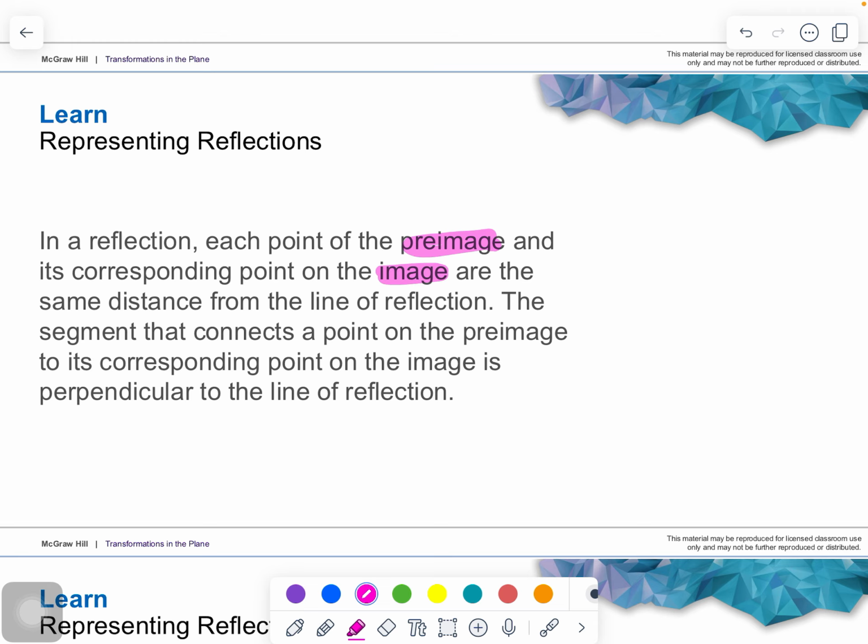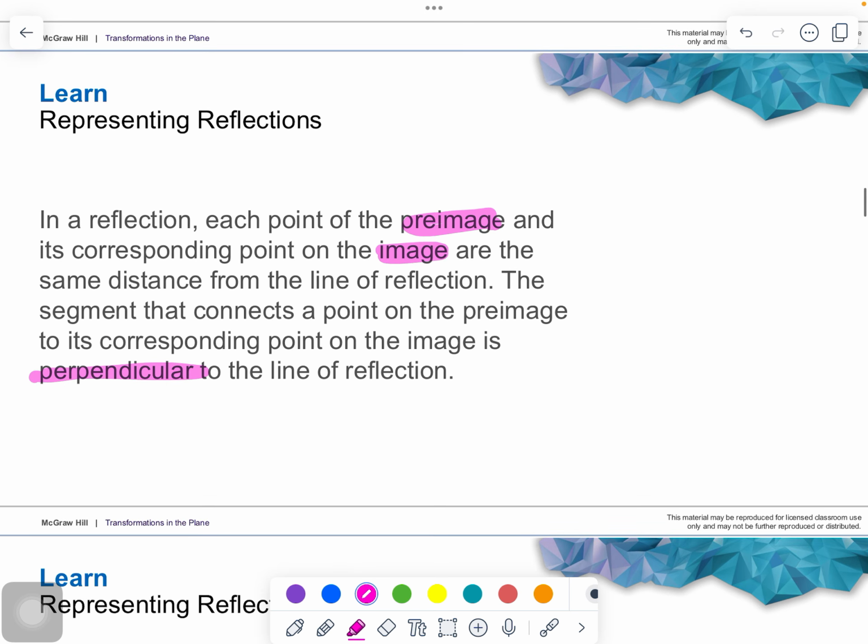The segment that connects a point on the pre-image to its corresponding point on the image is perpendicular to the line of reflection. Okay. I'll show you what that means.